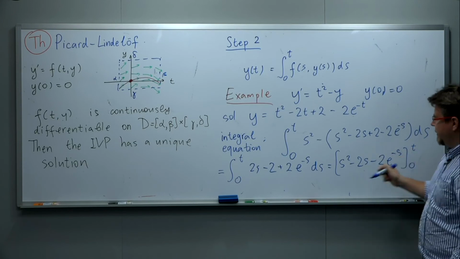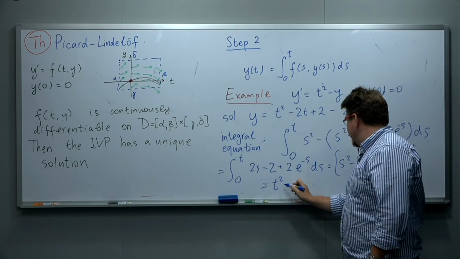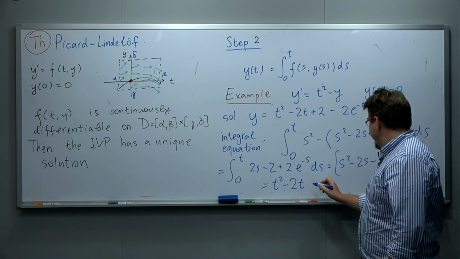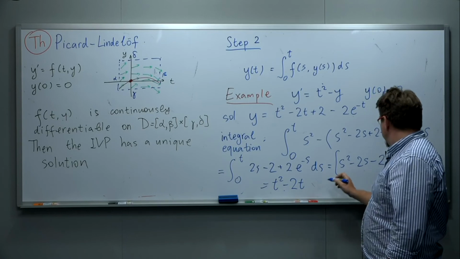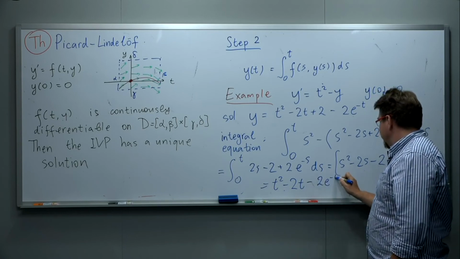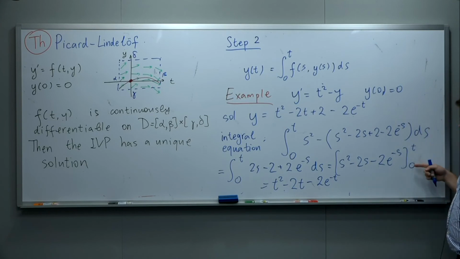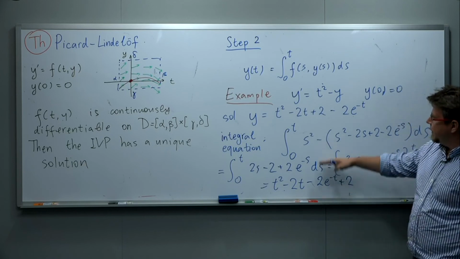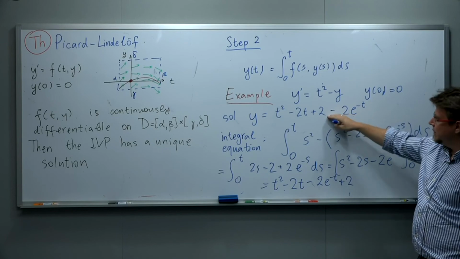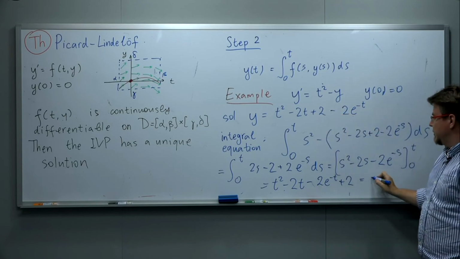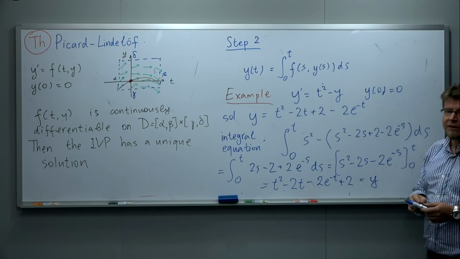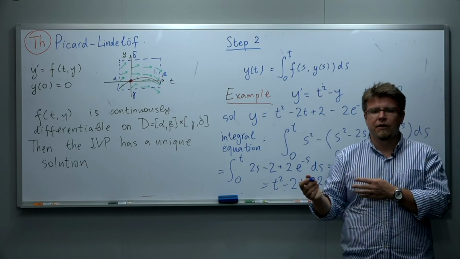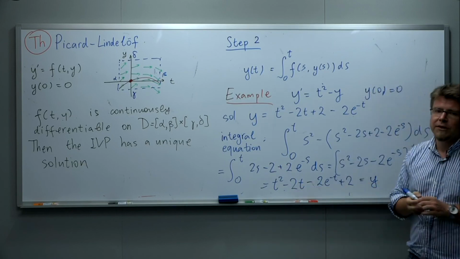When s equals t, I get t squared minus 2t minus 2 e to the minus t. And when s is 0, I have to subtract the same expression at s equals 0. This is 0, this is 0, and e to the 0 is 1, so minus negative 2, plus 2. And you can compare this with the original form. It's exactly the same thing, plus 2, if I just move it here. So this function that satisfies the original differential equation also satisfies the integral equation.